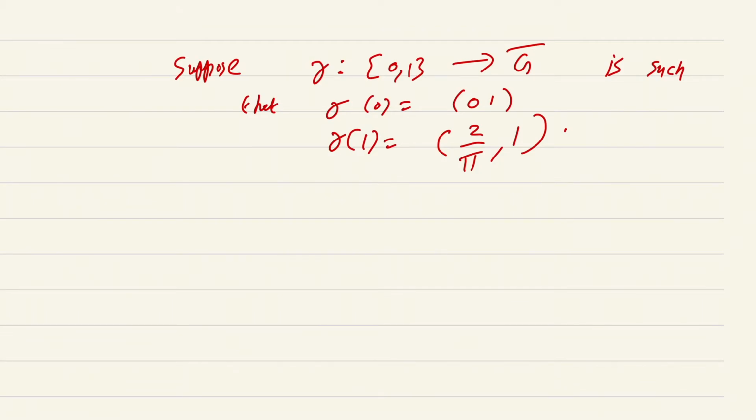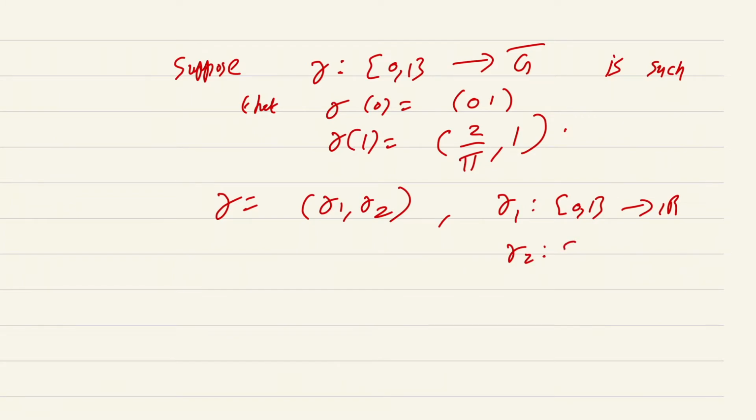Okay. Now what I'm going to do is write gamma as gamma 1 comma gamma 2, as two components. And by the characterization of continuity into product spaces, both gamma 1 from 0 1 to R and gamma 2 from 0 1 to R are continuous. Not connected, both are continuous maps. Okay.